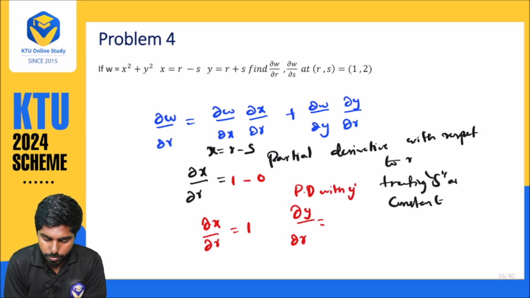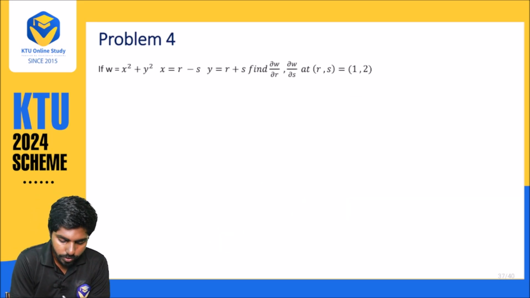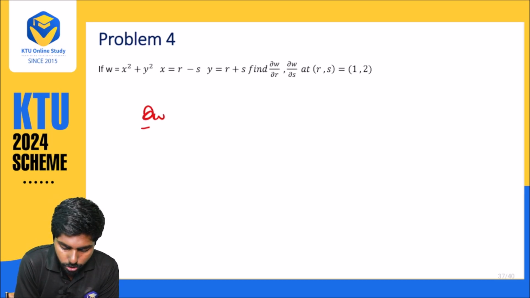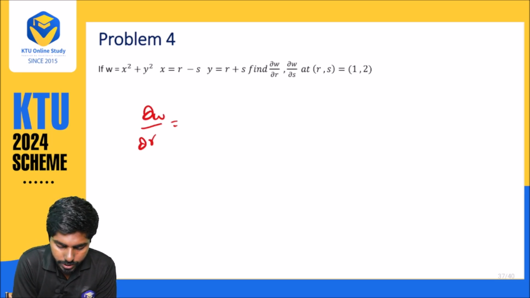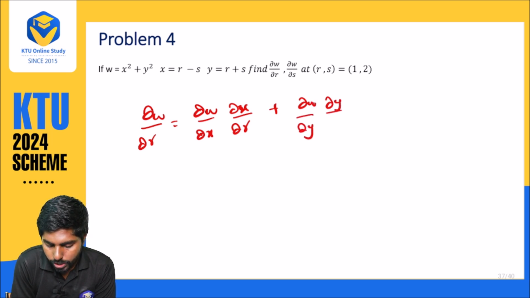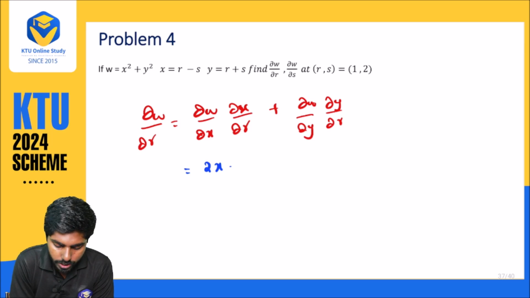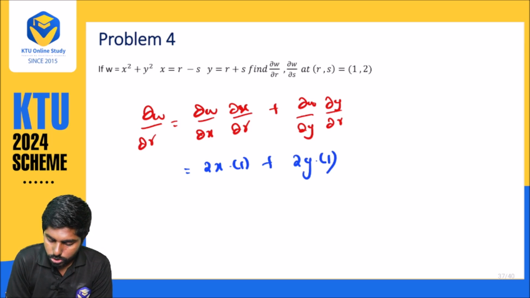That means we will be getting here also 1, that is 1 plus 0. So 1 plus 0, just substitute the value. So what we will be getting? ∂w/∂r is equal to ∂w/∂x times ∂x/∂r plus ∂w/∂y times ∂y/∂r. So just substituting the value, it will become 2x into, what is ∂x/∂r, that is 1, plus here also the same thing, 2y into 1.